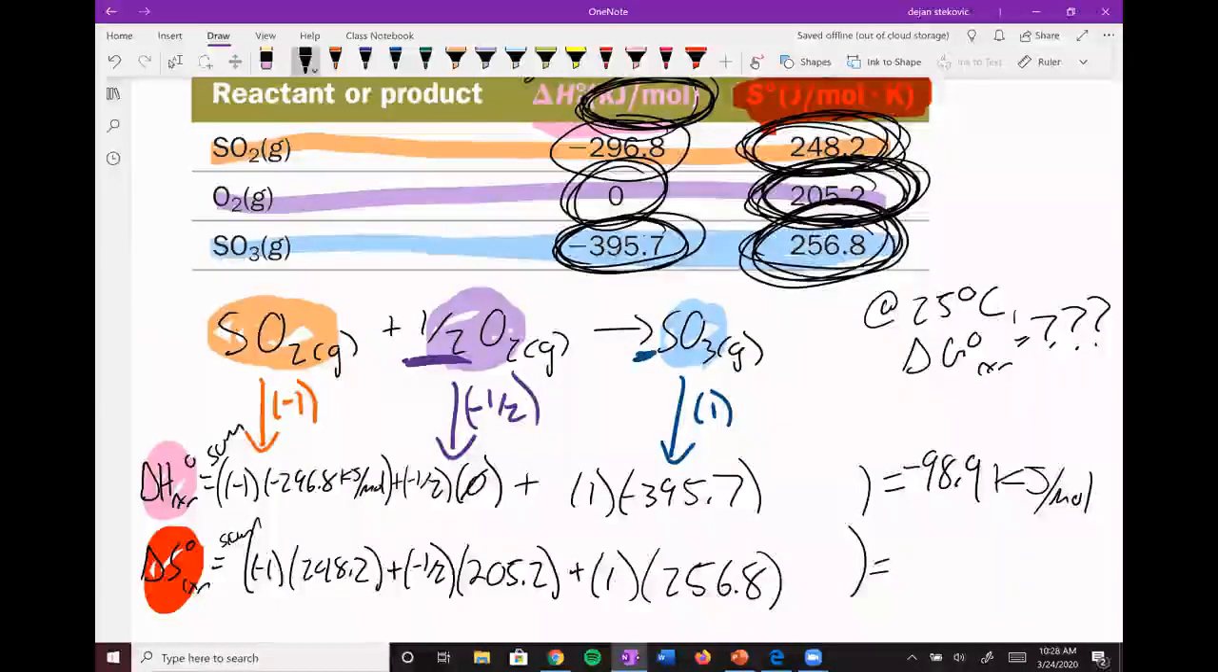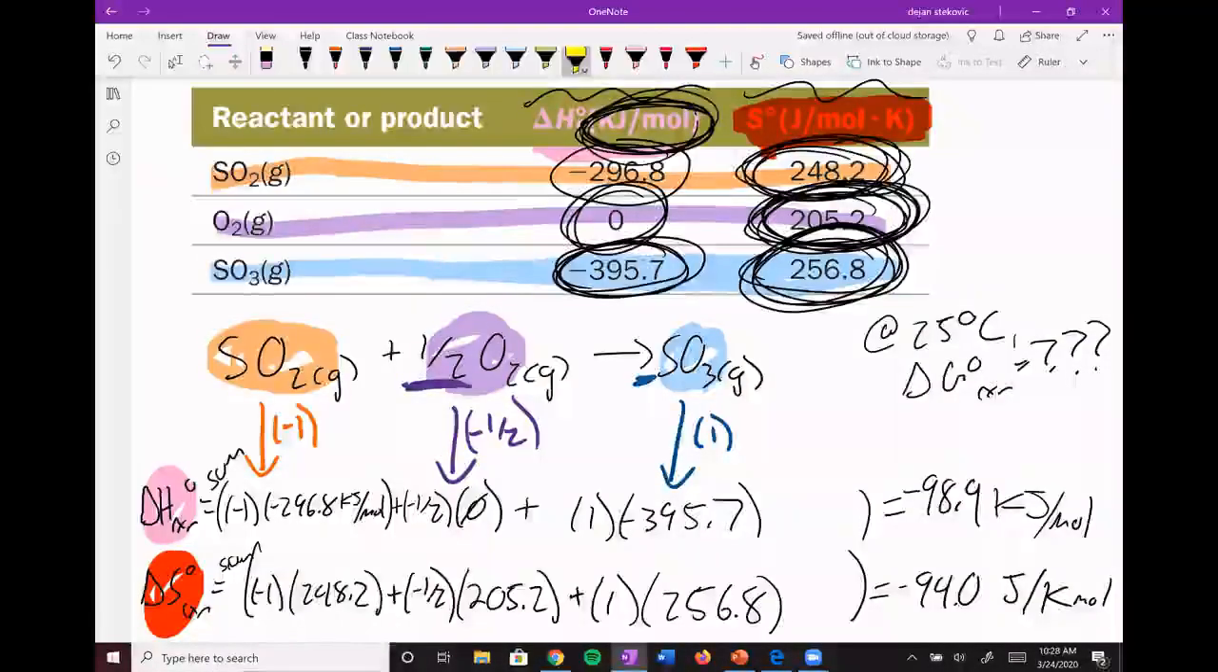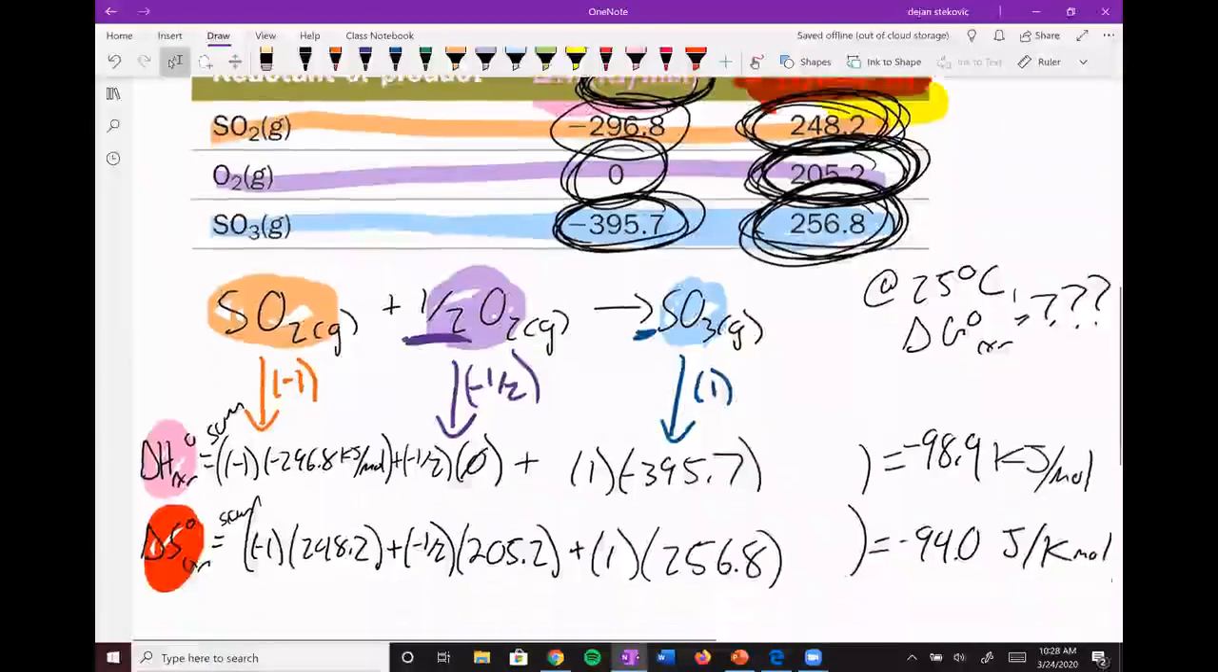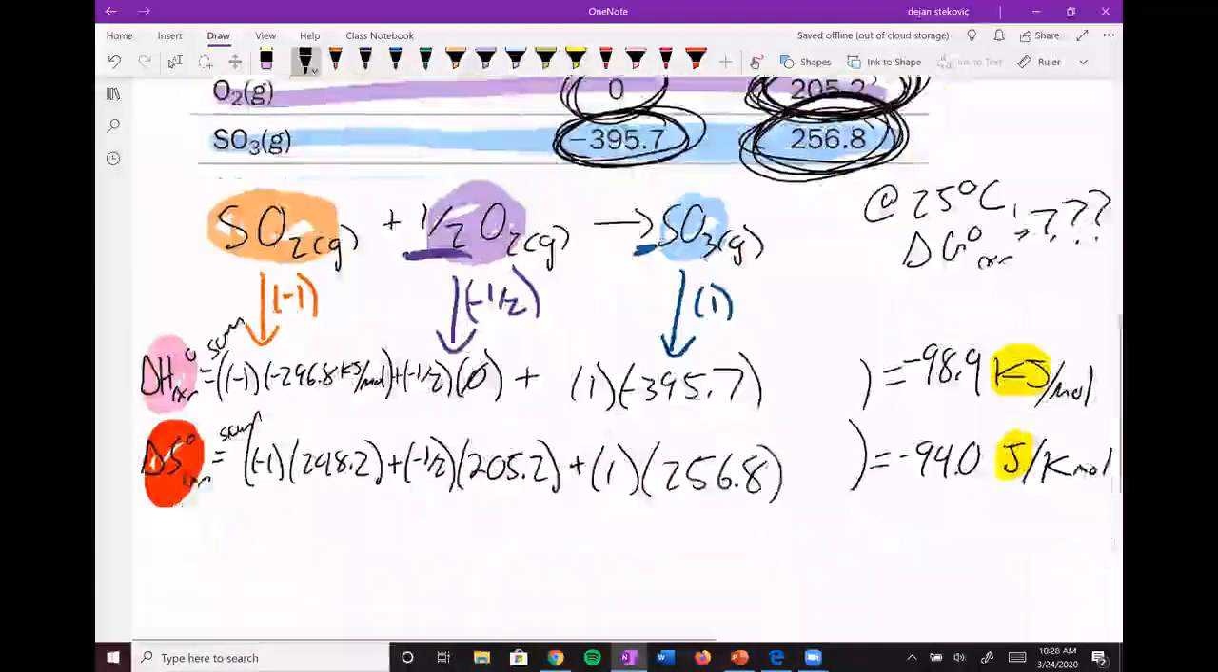Add it up, do the math, you should get negative 94.0 joules per Kelvin mole, right? Make sure you pay attention to the units. The units here are joules per mole Kelvin. The other thing you have to be careful about is that this is in kilojoules, and this is in joules. So again, you're going to have to convert.